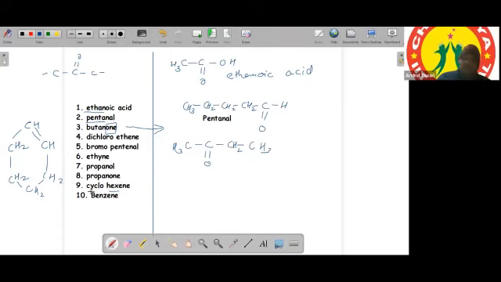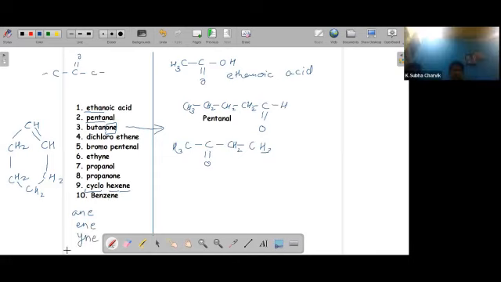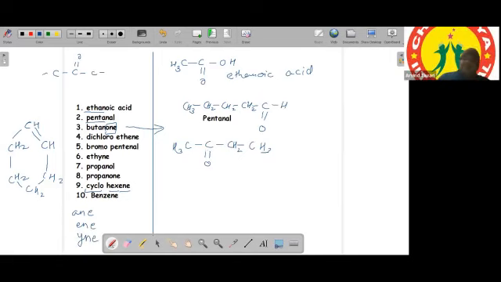Okay, so understand each word. First of all, you have cyclo, so it has to be a cyclic compound. Then there is hex. Hex means there have to be six carbon atoms. After that it is ene, E-N-E. If there is a single bond, then you will have ane. If there is a double bond, then you will have ene. And if there is a triple bond, then you will have yne. Understood?